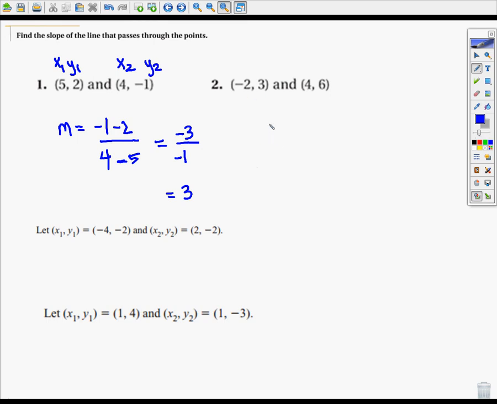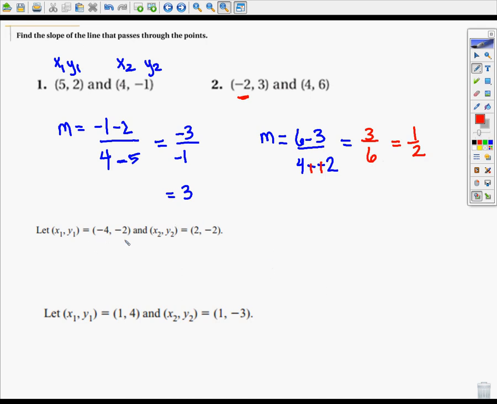Let's look at example 2. I'm going to take 6 minus 3 over 4, subtract negative 2. Be careful, we're actually subtracting the negative 2. So you know that you add the opposite. 6 minus 3 is 3. 4 plus positive 2 now is 6, and that simplifies to a half.